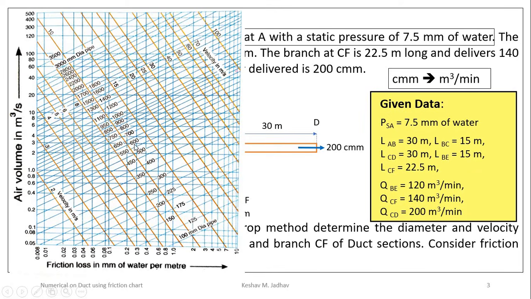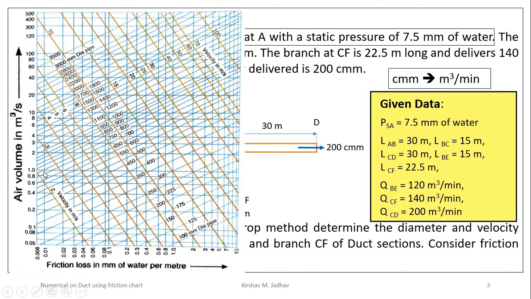So to calculate values of diameter of circular duct, we should know two values out of three parameters. First is friction loss in mm of water per meter, second air volume in meter cube per second, and third velocity in meter per second. So if we know two parameters, then we can locate a point on this graph and we can calculate diameter of circular duct. Remember, this friction chart is used only for circular duct.